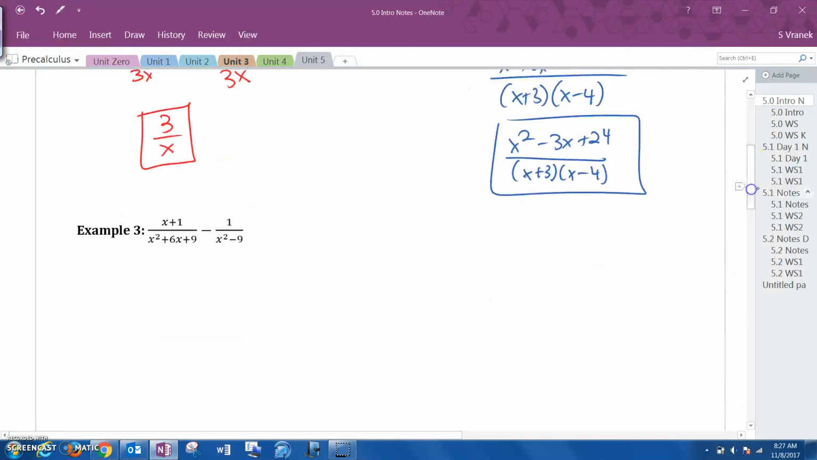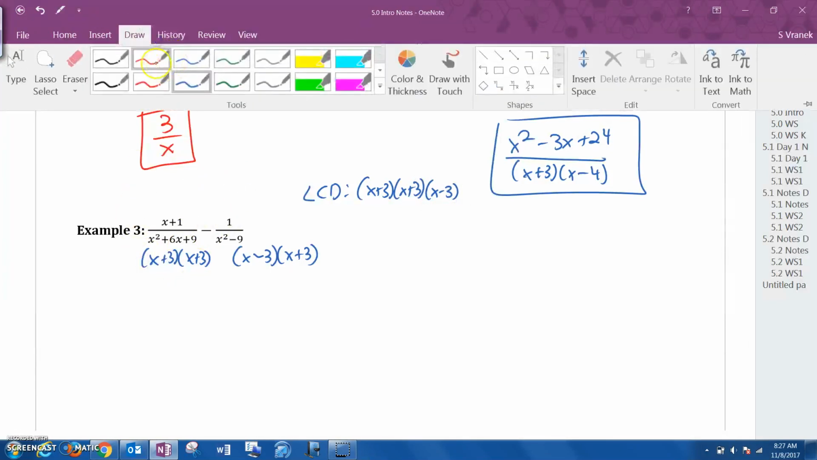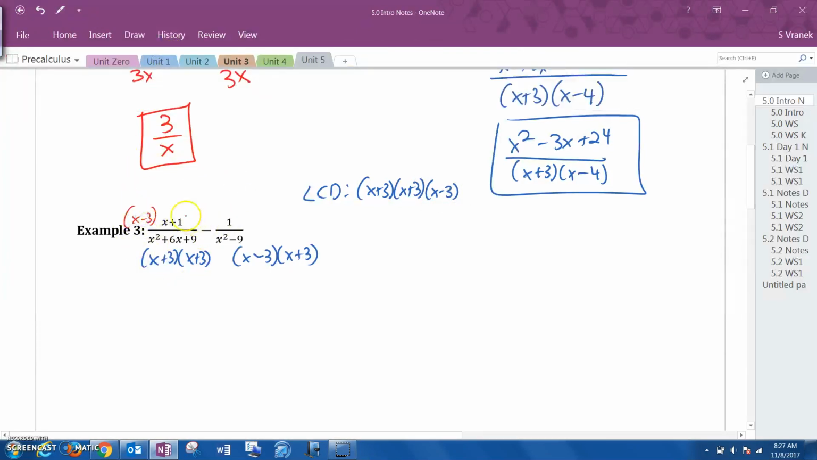So that's how you add and subtract. Example 3, we need to get a common denominator again. First of all, I'm going to just write this out so I can see what I have. So this one's x plus 3, this one's x plus 3, x minus 3. The easiest way to get the same denominator is to have two x plus 3's and one x minus 3. So that means this one needs an x minus 3 here, and this one needs an x plus 3.